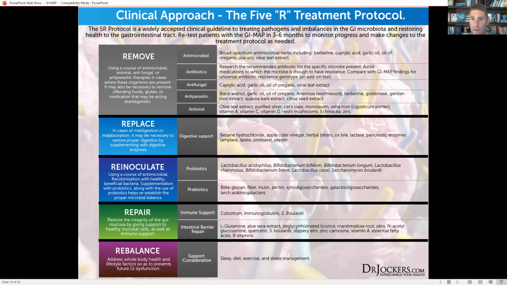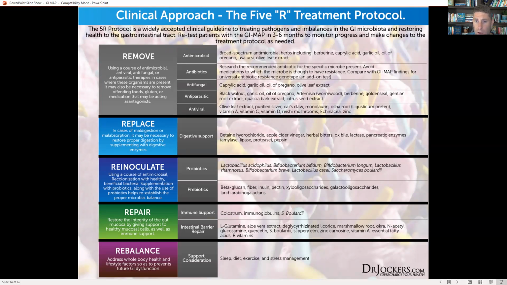Let's see, I can think of so many different things that would be included here. Again, antibiotics. Sometimes antibiotics are used, and GI map actually does look at some antibiotic resistant genes with some of the pathogens like H. pylori, for example, so you can look at that on this as well. Antifungals: caprylic acid is a really great antifungal.